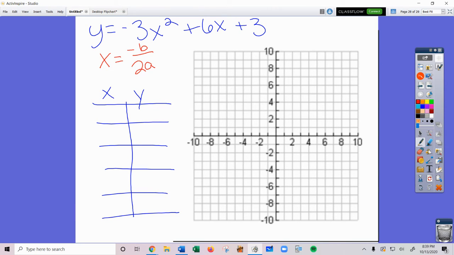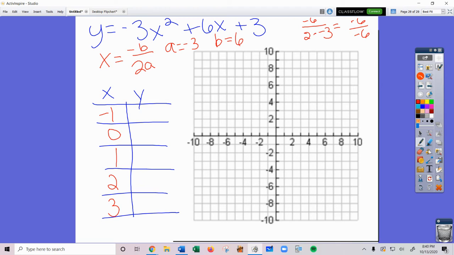So in this particular problem, what does a equal? A equals negative 3. What does b equal? B equals 6. So when we're plugging this in, we should say negative 6 over 2 times negative 3. Okay, and so here we have negative 6 over negative 6. So no problem here. We're getting that to be plugging in as a 1. So remember, we're counting up and down. So 1, 2, 3, 0, negative 1.